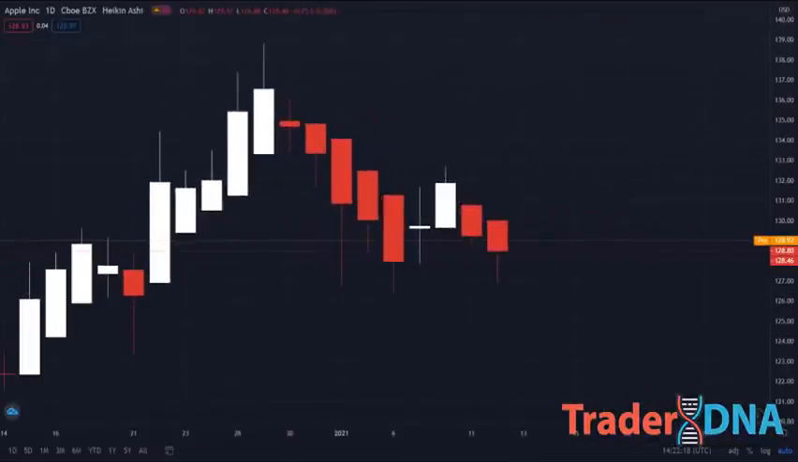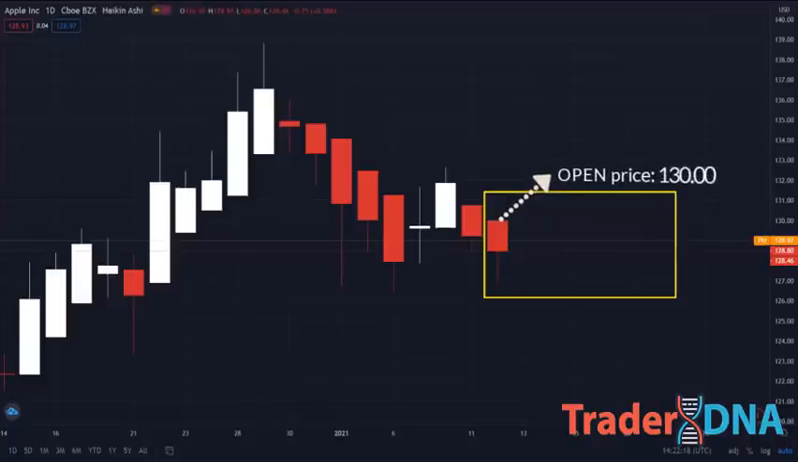Here's a Heiken Ashi chart of Apple on the daily time frame. Focus on the last candlestick. The candle is red, which means the candle closed lower than it opened. Its open price was 130.00 and its close price was 128.80.